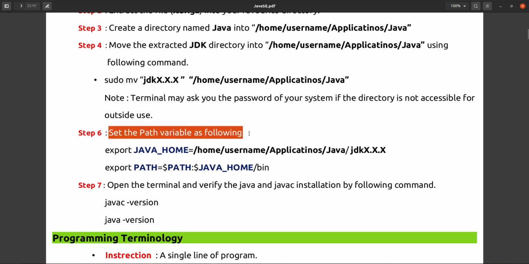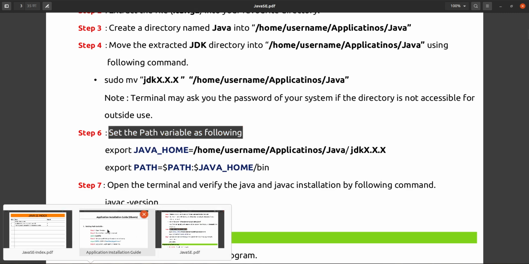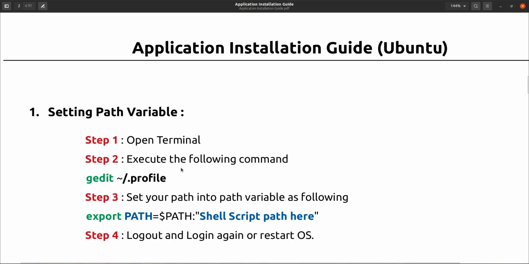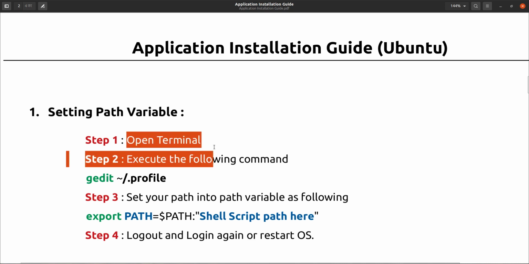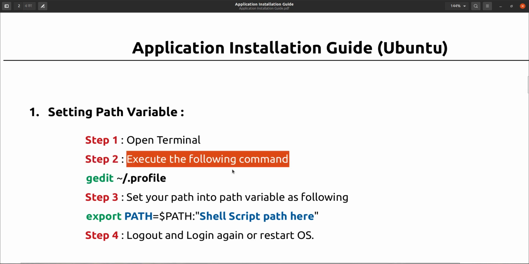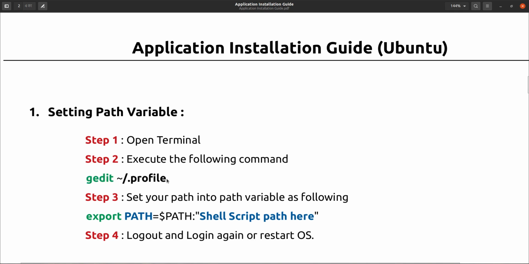So how will you set the path? To set the path you have to follow these steps. First, open the terminal and execute the following command: gedit /etc/profile. After typing this command, when you press enter, your terminal will open a text editor with an editable file.